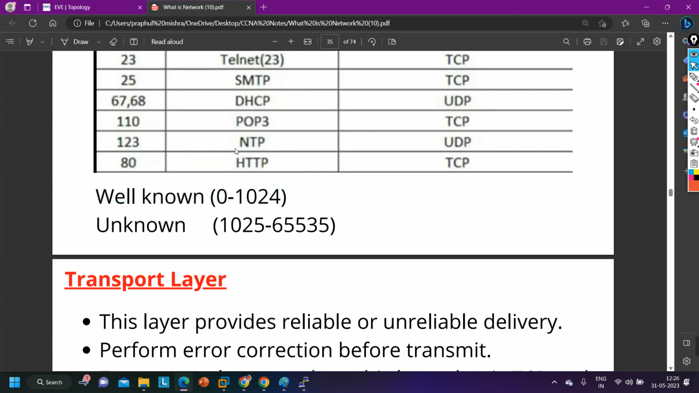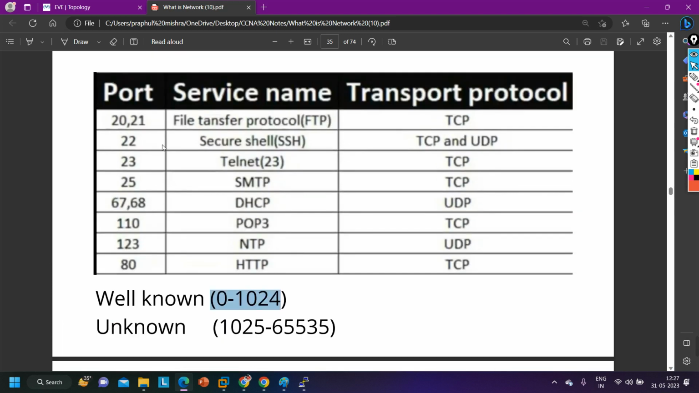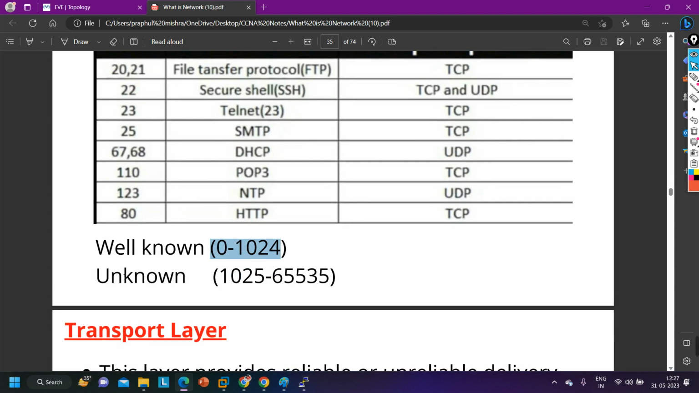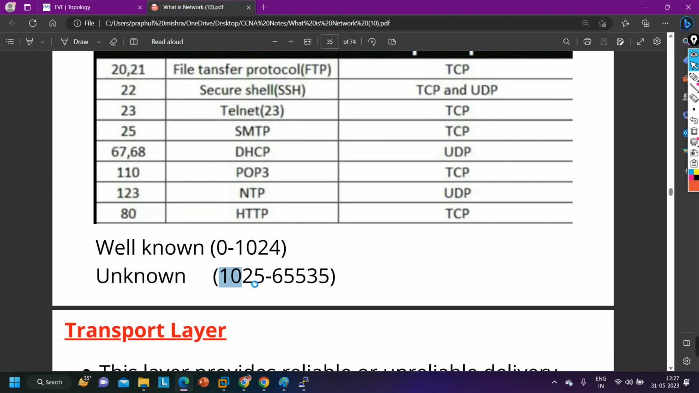Reserved for the protocol. Like HTTP is using port number 80. So this is reserved for HTTP. You can see 80 is from this range. That means all such port numbers are from this range only, because these are reserved, well-known port numbers. And unknown port numbers are free of cost, which we have not defined to any protocol. So these are free. We can use these port numbers as a source port number.